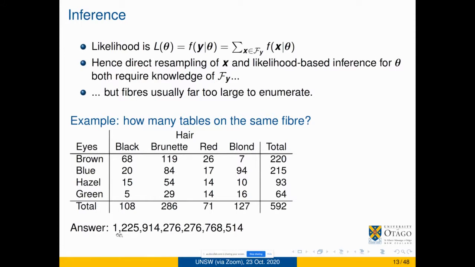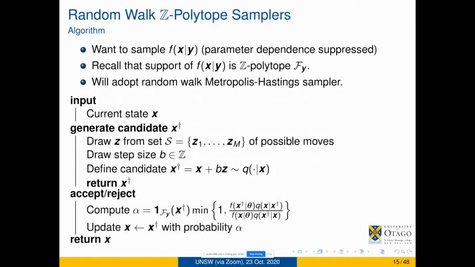So there, by the way, was the answer to that, how many contingency tables were consistent with those totals. And now let's press on. So as I said, what we want to do is sample from our Y fibre, which if you remember has the form of this Z polytope. So to sample from a distribution f of x given y, which is supported on that polytope, we're going to use a random walk Metropolis-Hastings sampler. This is what everybody uses for these kind of problems. For example, rejection sampling is hopelessly inefficient.